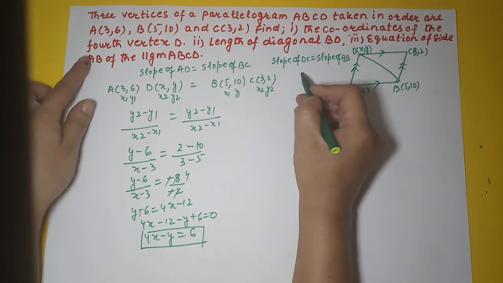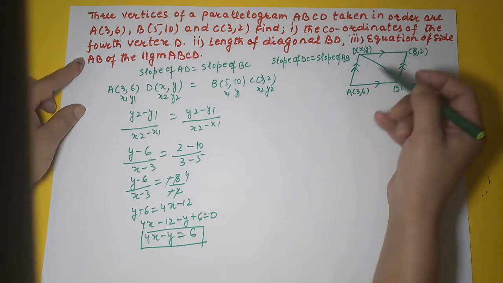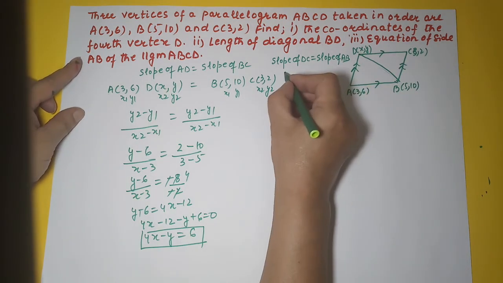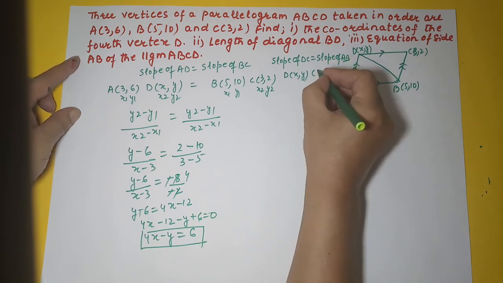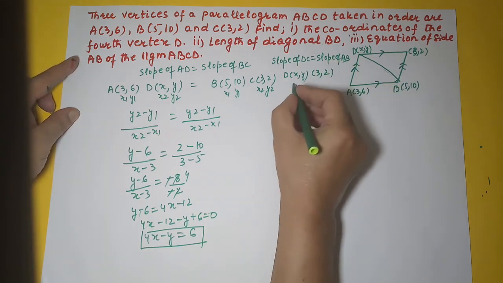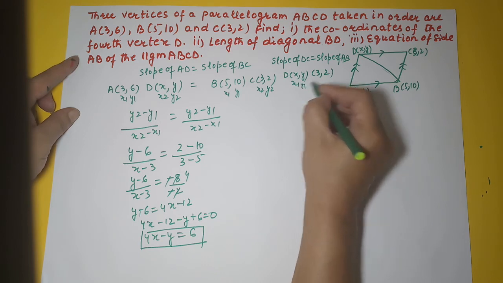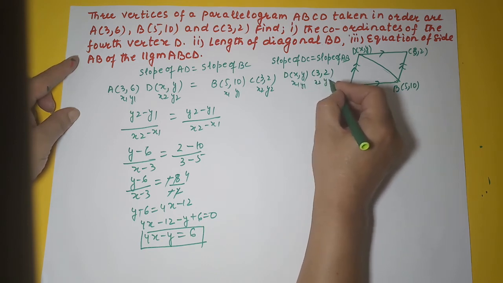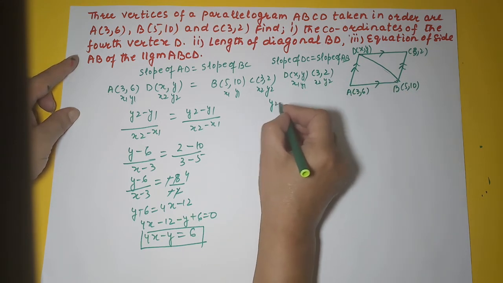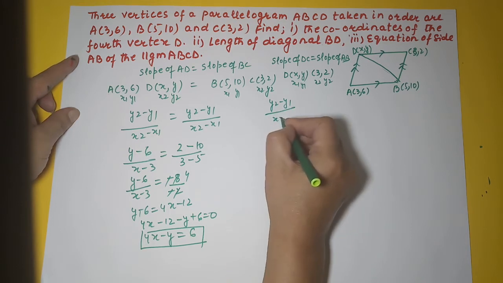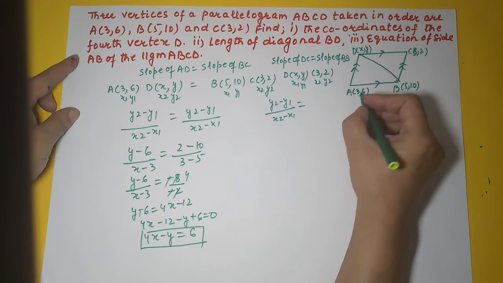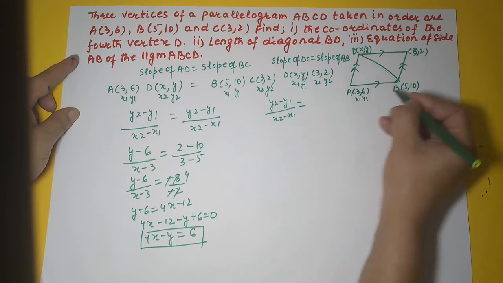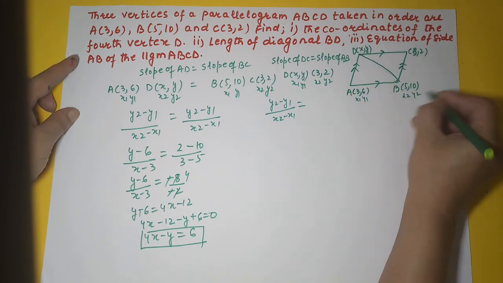Now I will move here. What is the slope of DC? For that I will write the point D, which is x and y. And what is C? 3 and 2, right? So this becomes my x1 y1. This becomes my x2 y2. So y2 minus y1 upon x2 minus x1 is equal to the slope of AB. So this is my x1, this is my y1, this is my x2, this is my y2.